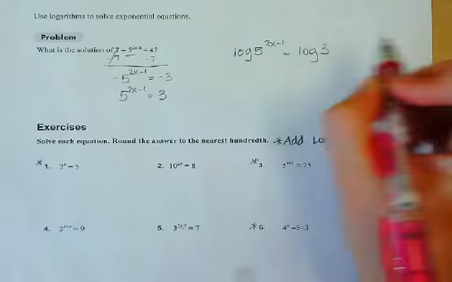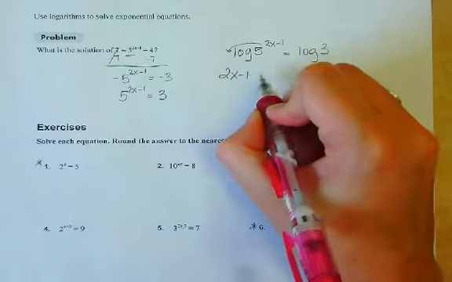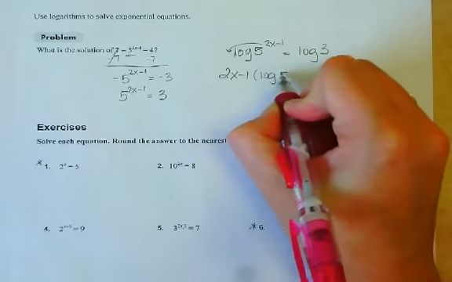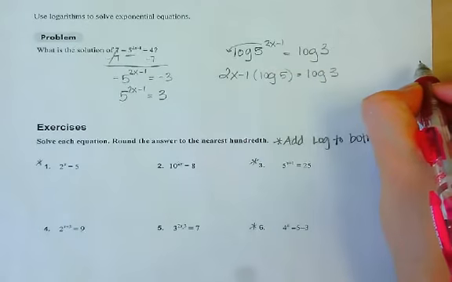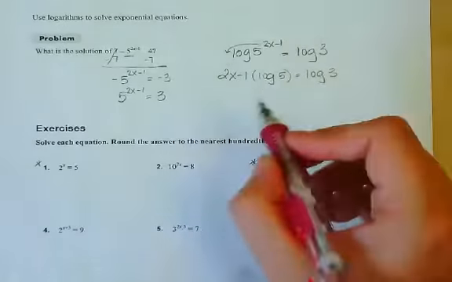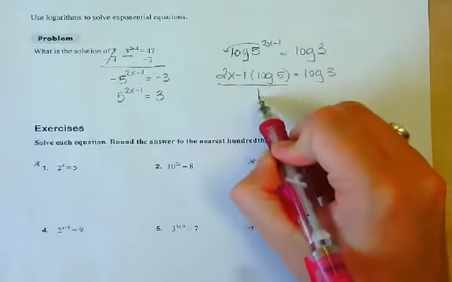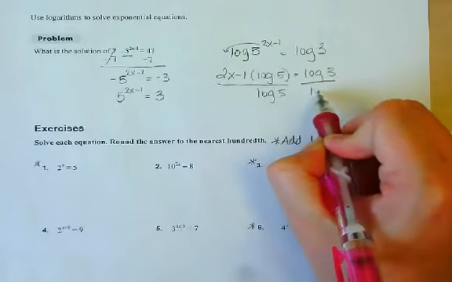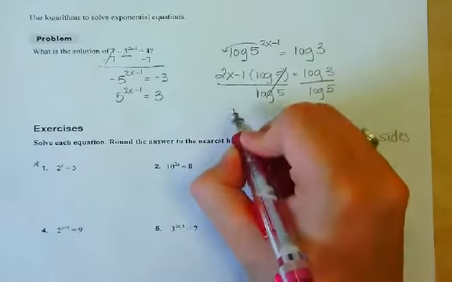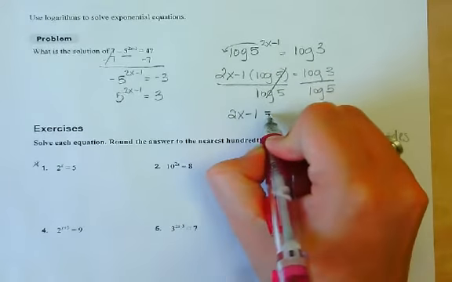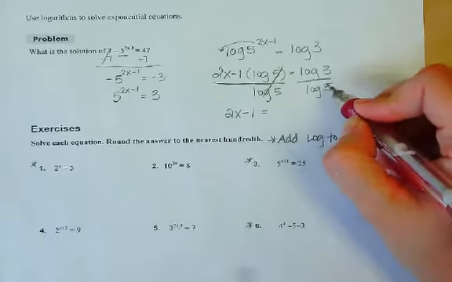Now, based on my log rules, this 2x minus 1 now can come down to the front. So 2x minus 1 is now being multiplied with log of 5, equal to log of 3. So in order to get rid of that log 5, because I want to solve for x here, I need to divide both sides by log of 5. So now I have 2x minus 1 is equal to, so I need to compute a value for this.